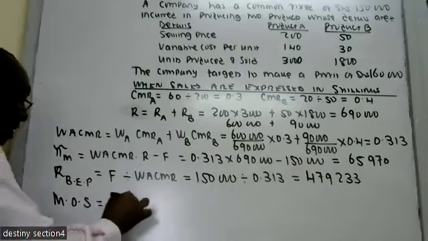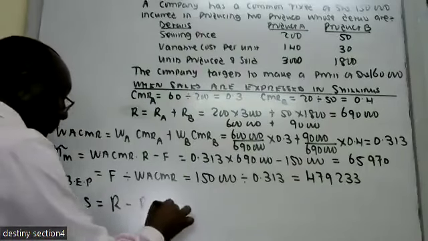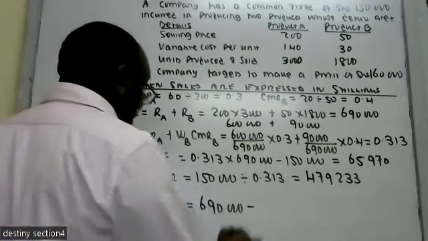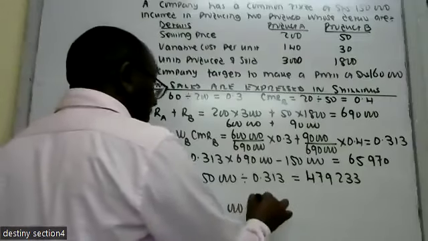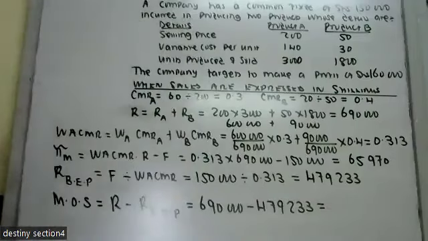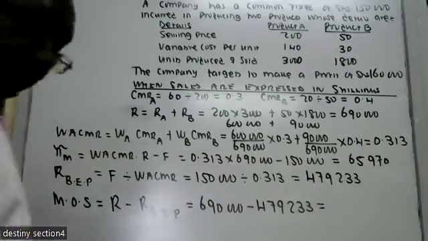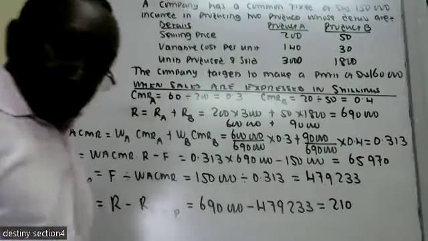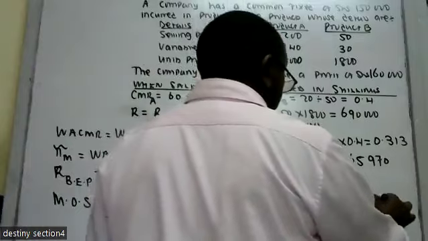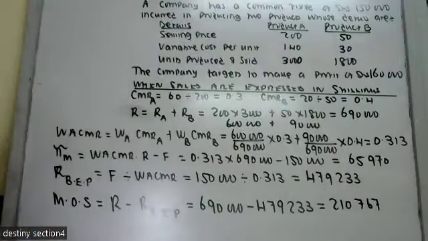it is given as R minus R break-even point, which is 690,000 minus 479,233, giving 210,767.